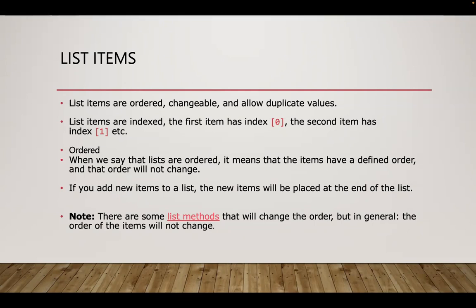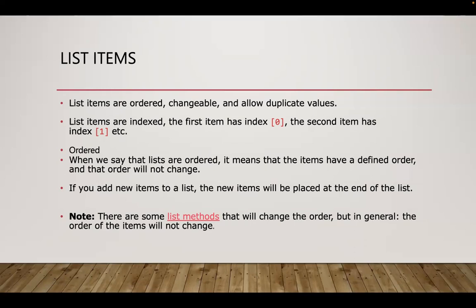The items we add to it will stay behind or in front, depending on where you want it to stay. It's not going to just jump to the middle. So this is what we call being in order. If you add new items to the list, the new item will be placed at the end of the list.